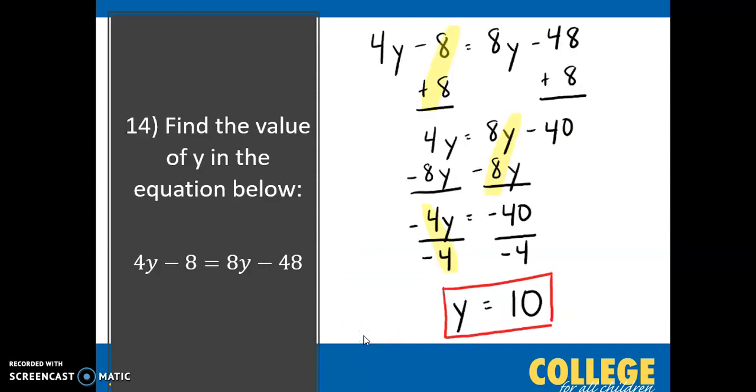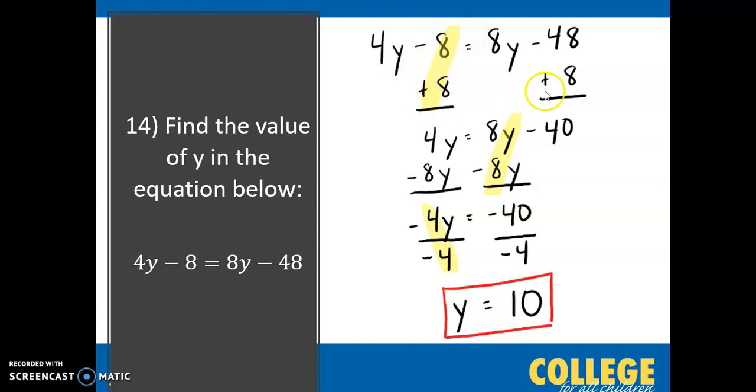And then the last one, this is a two-step equation with variables on both sides. Find the value of y in the equation below. 4y minus 8 equals 8y minus 48. I'm going to bring all the numbers to the right-hand side, and I want to bring all the letters to the left-hand side. So I start with the numbers.